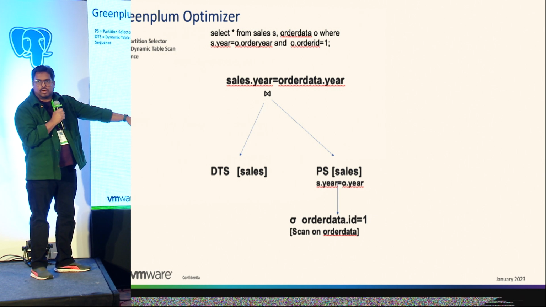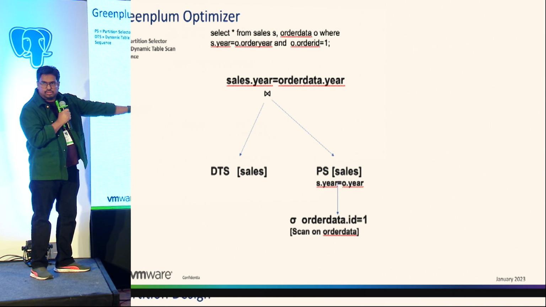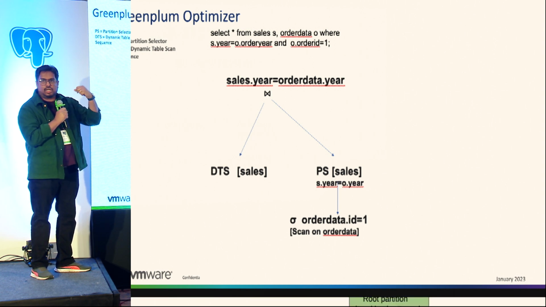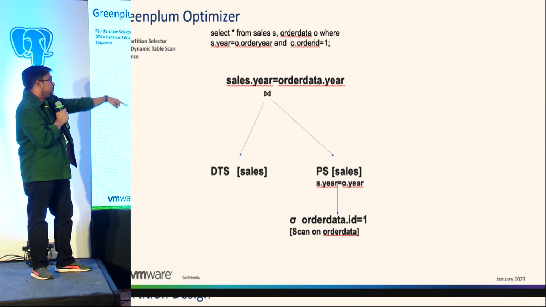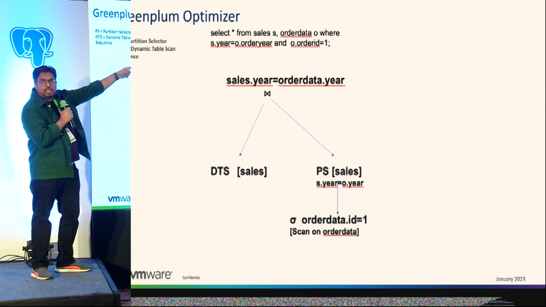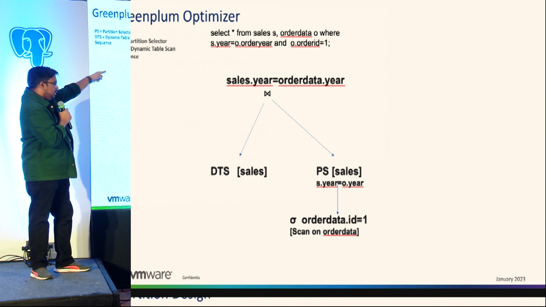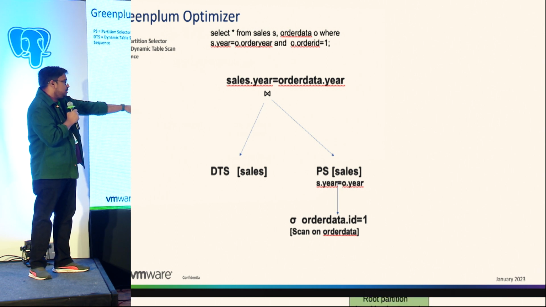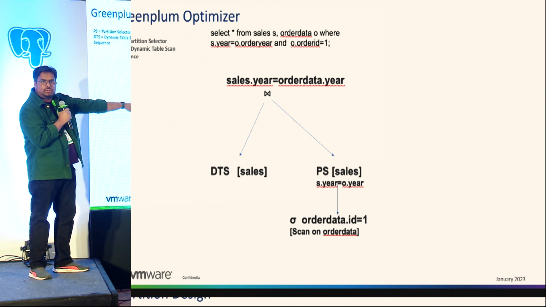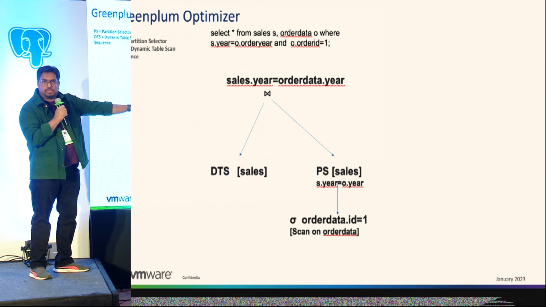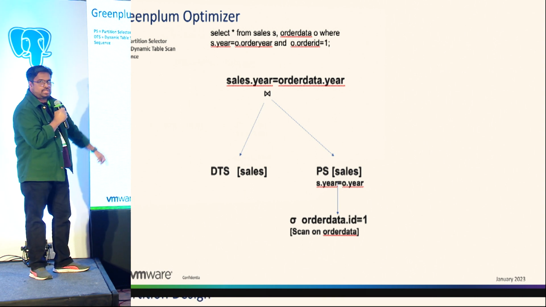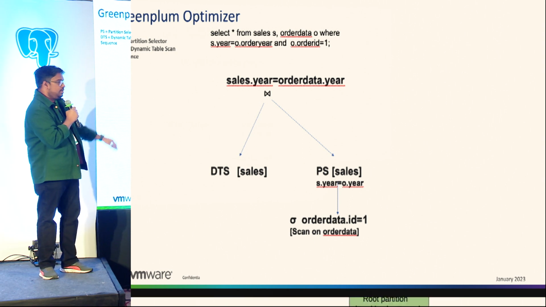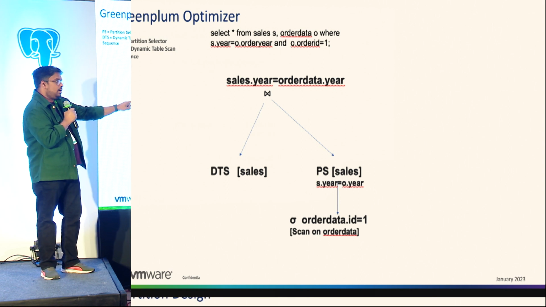It then needs to feed that value to your partition selector. The partition selector comes in this branch because it needs that value from the order data table to further prune the elimination for your sales table. So this particular scan feeds the year value to your partition selector. The partition selector now knows that the sales table has only a specific number of values that it needs to look at, so it now does its thing.